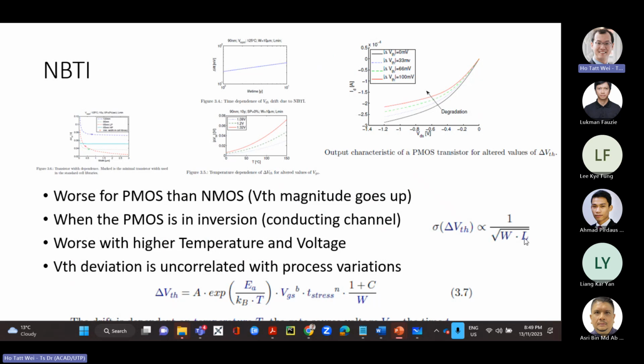This means that the smaller your process technology, let's say going from 180 nanometers to 90 nanometers to 60 to 10 nanometers, the worse your aging is going to become, right? Because it's inversely proportional to the square root of L. If you're using smaller transistors, the width is smaller, and the worse your aging is going to become.